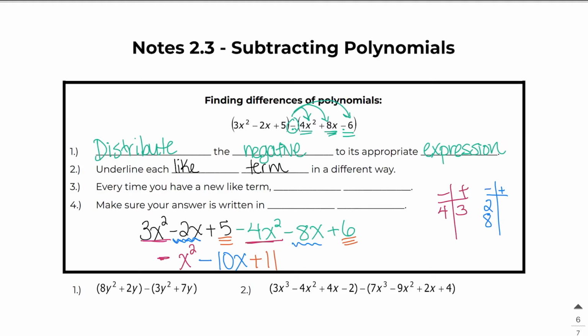By the way, I forgot to do step 3. Every time you have a new set of like terms, collect them or combine them. And then lastly, make sure your answer is written in descending order.